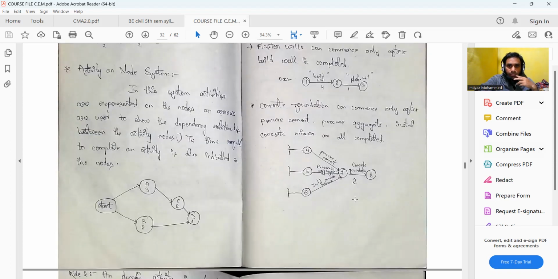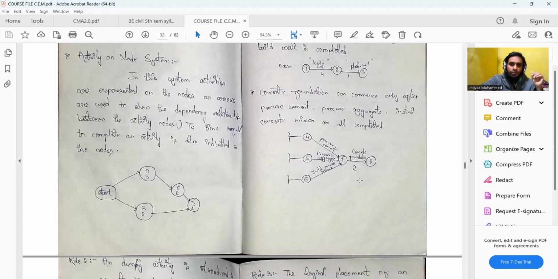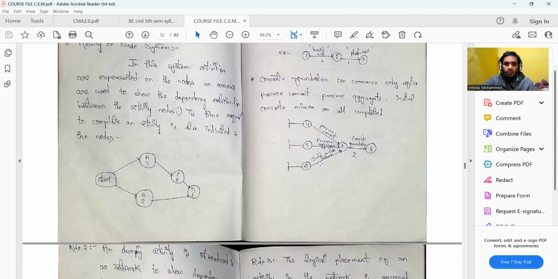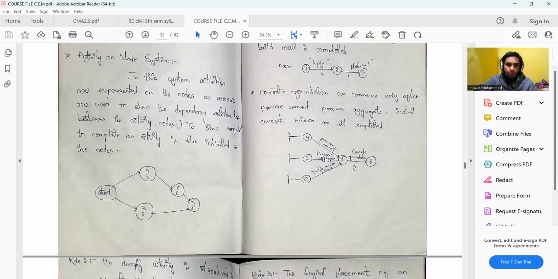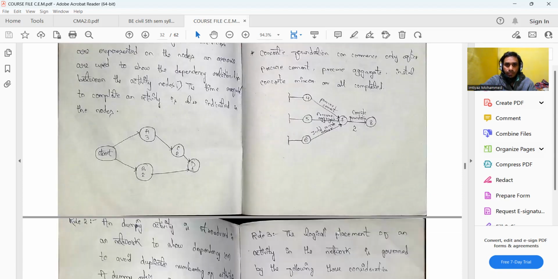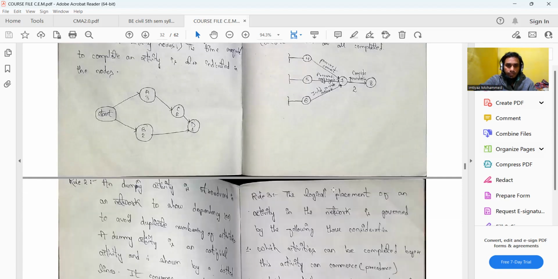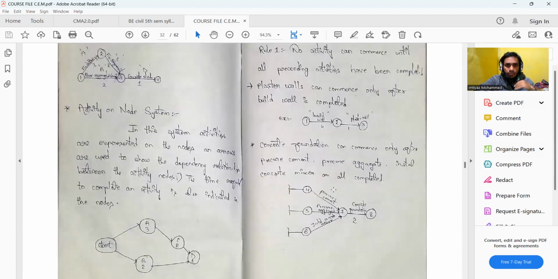Another example: concrete foundation can commence only after procure cement, procure aggregate, and the installation of the concrete mixer are all completed. We cannot go for foundation concrete before these activities get completed, that is, procurement of cement, procurement of aggregate, and installation of the concrete mixer. So this also shows the dependence between the different activities. That was rule one.